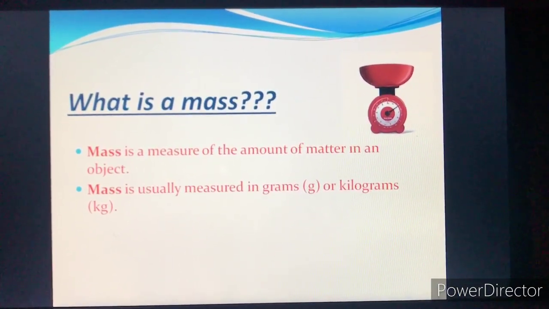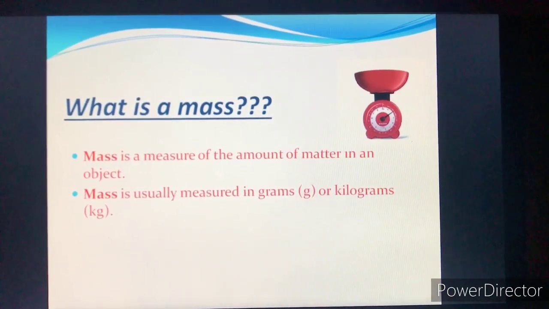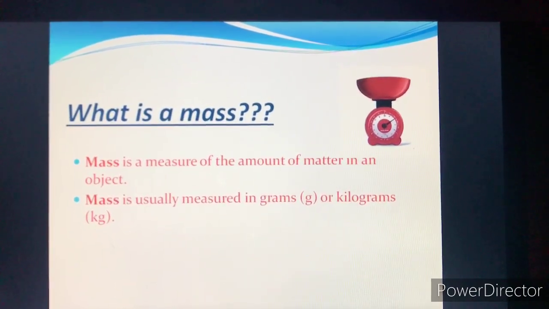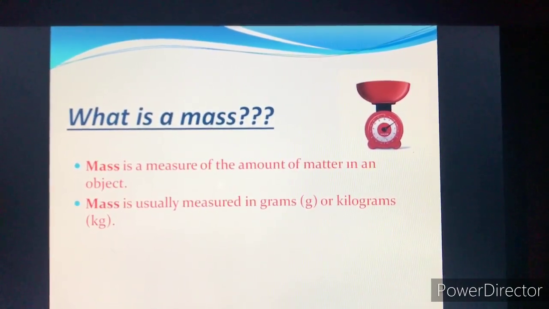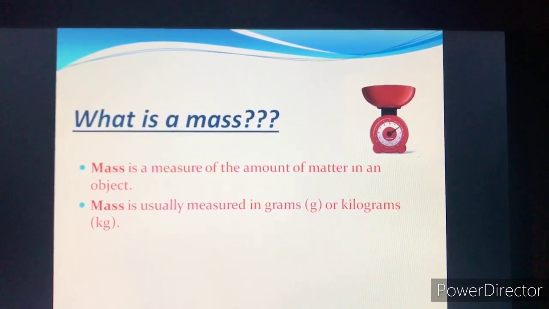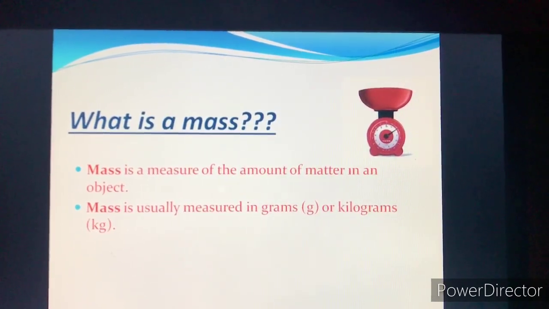So mass is a measurement in which we can calculate the amount of an object. Means what is the weight of your book? What is the weight of your bag? Yes, that thing will be mass, and it is usually measured in grams or kilograms.